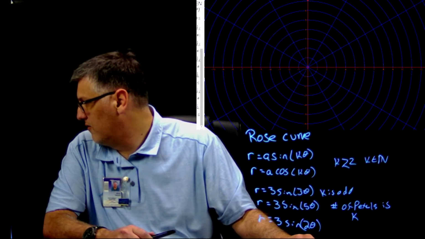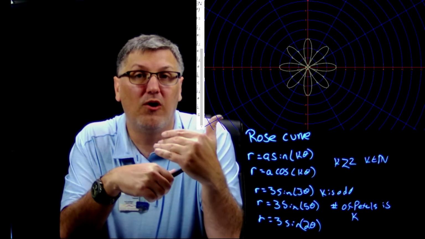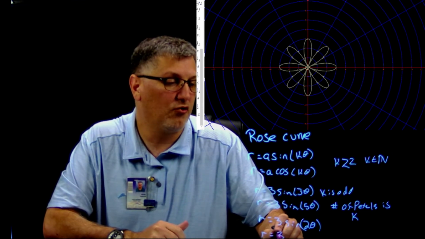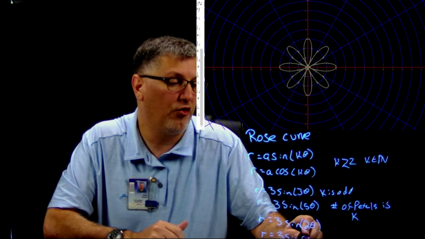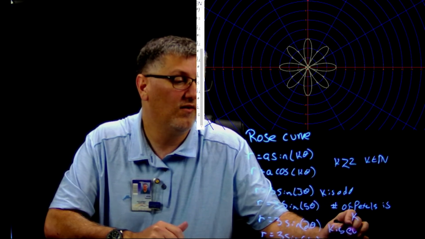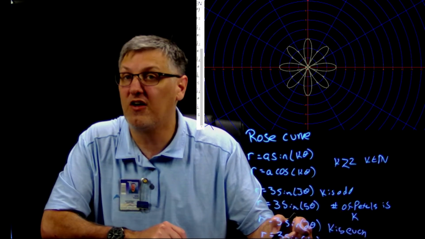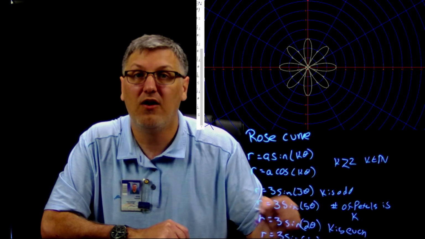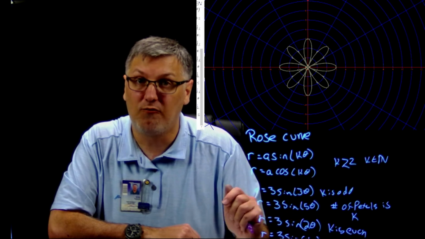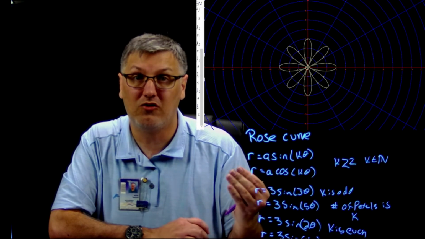Let me find it here. And here is 4. Well, if I count the number of petals on the 4, I have 8 petals. So for r equals 3 sine of 4 theta, I had 8 petals. So now when k is even, I want to do 2 times my k. So if it's sine of 2 theta, I know I'm going to have 4 petals. If it's 4 theta, I know I'm going to have 8 petals. If it's 16 theta, I know I'm going to have 32 petals because 16 times 2 is 32.